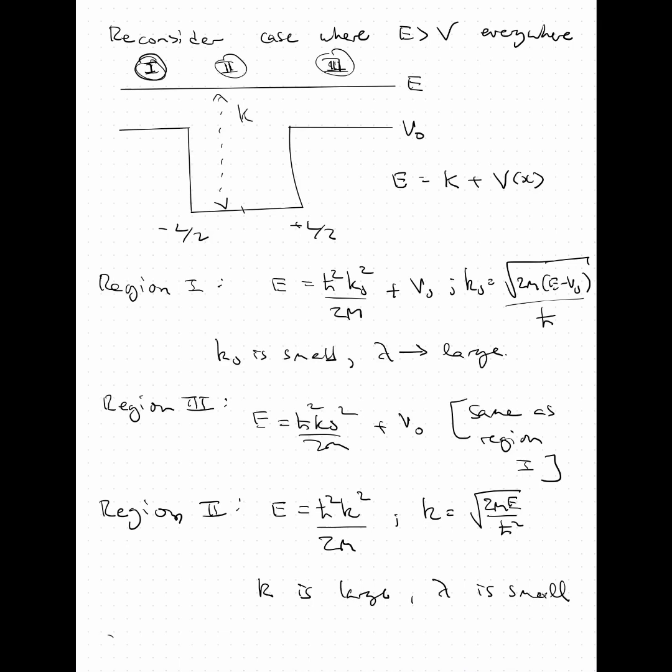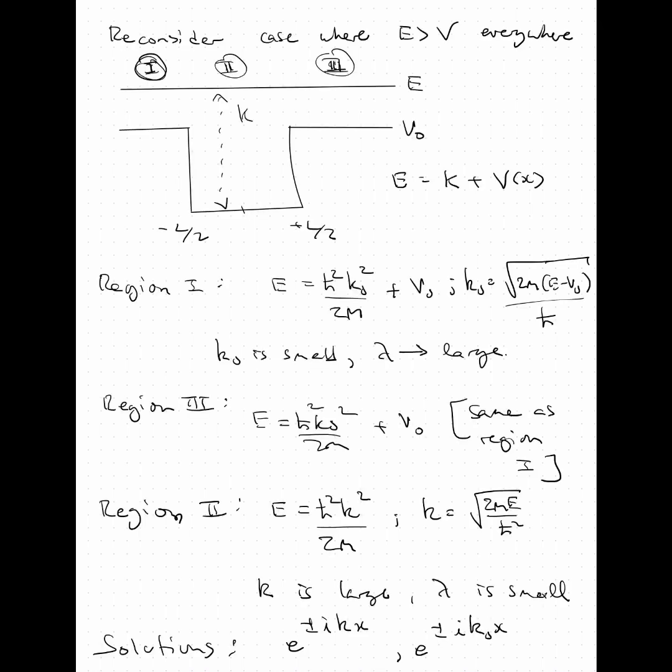And the solutions are, can you think of what the solutions are? Yep, you guessed it, e to the plus or minus i k x and e to the plus or minus i k naught x. Maybe you included some coefficients there, and that's also quite fine.